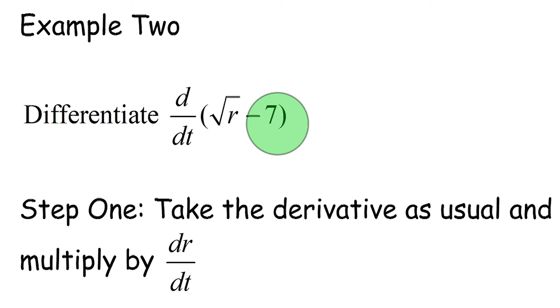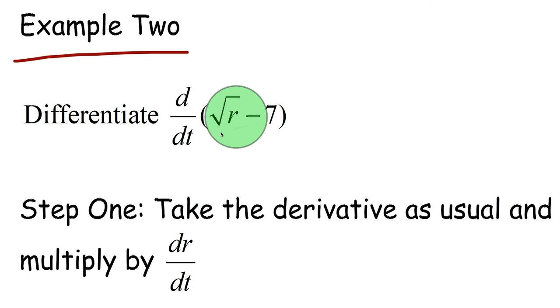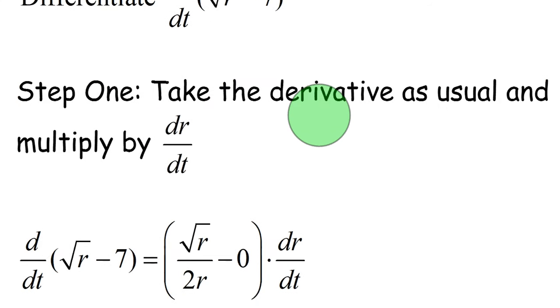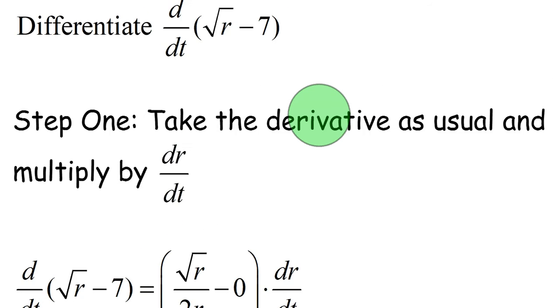Okay, next we're going to be taking the derivative of a different variable with respect to a different variable. This is example 2. It says differentiate d dt of square root of r minus 7. So we're taking the derivative of a variable r with respect to t, and that means it's implicit. So first step is to take the derivative as usual and multiply by dr dt.